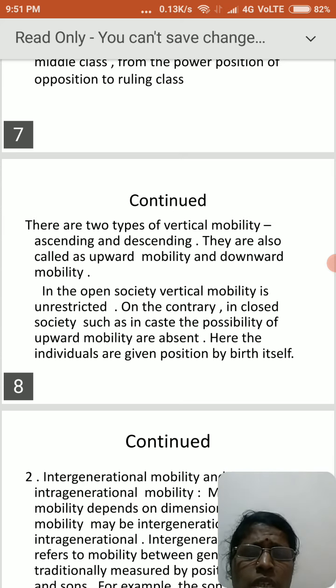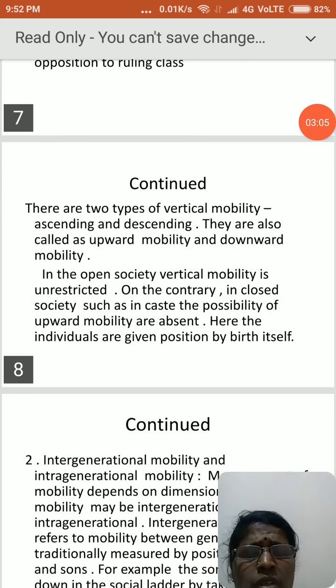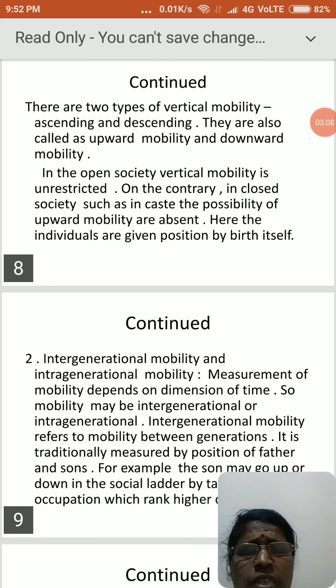In an open society, vertical mobility is unrestricted. On the contrary, in a closed society such as caste or religion, the possibilities of upward mobility are absent. Here, individuals are given position by their birth only. And secondly, intergenerational mobility and intragenerational mobility.